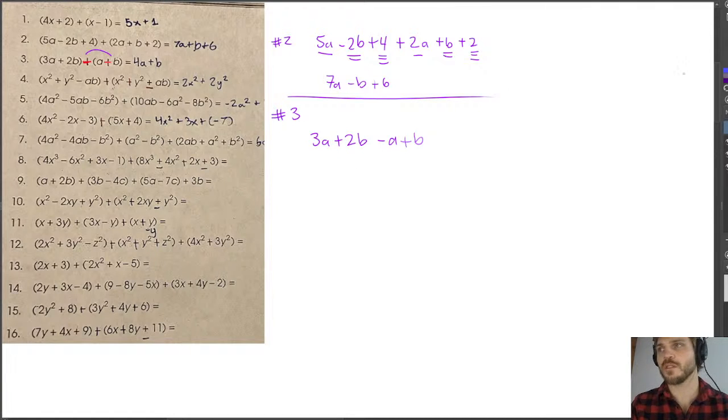Okay, so then we combine our like terms here. So we have 3a, and we have negative a. That's going to give us 2a. Then we've got a 2b and a b. That's going to give us a 3b. So pretty straightforward once you learn how to deal with that negative trick.